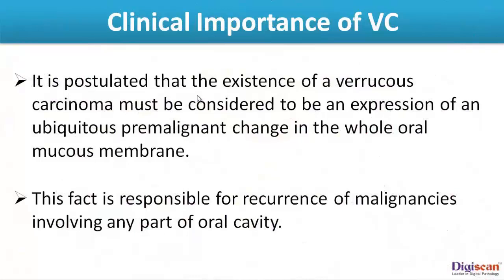What is the clinical importance of verrucous carcinoma? It is postulated that the existence of verrucous carcinoma must be considered to be an expression of an ubiquitous pre-malignant change in the whole oral mucous membrane. This fact is responsible for recurrence of malignancies involving any part of the oral cavity.